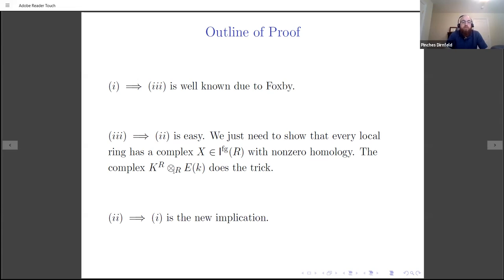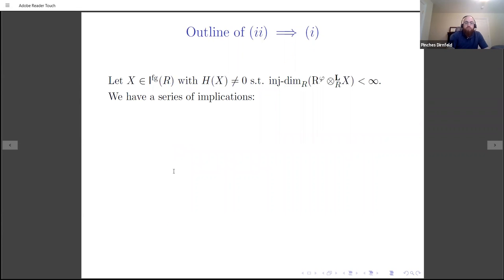The interesting direction is to show two implies one. So if I have a complex in IFGR with non-zero homology, such that the derived tensor product with R phi has finite injective dimension, then R has to be Gorenstein. And so let me outline how I prove this. So let's assume we have this X in IFGR with H(X) not equal to zero with the derived tensor product having finite injective dimension. We have this series of implications.